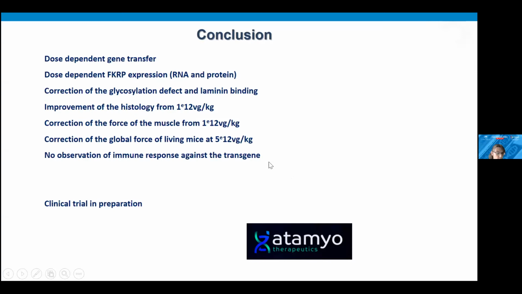And now with this data, we are moving to the preparation of the clinical trial with all the different steps that I presented before. So the development of the process for preparing the clinical product has been done. The clinical product batch is prepared, and we are really preparing the clinical trial that should happen in the next coming months. Okay, I'm going to stop there.